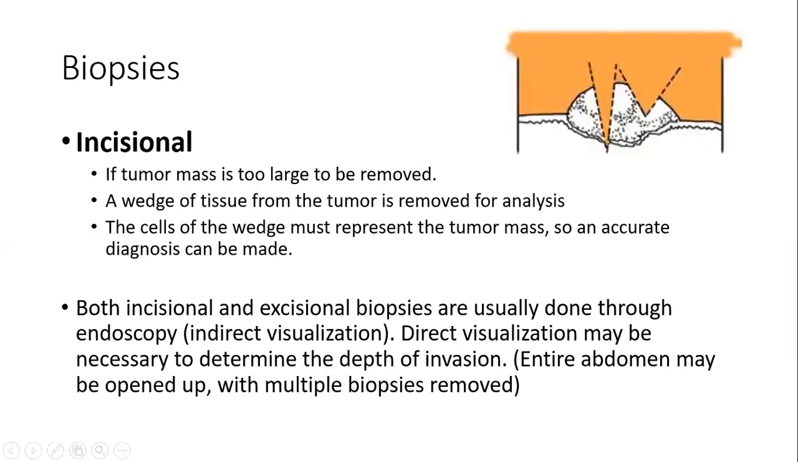All right, next we have the biopsies. Again, you have a different type, which is incisional. If the tumor mass is too large to be removed, they make a wedge, removing enough tissue to do what they need to do. Both the incisional and the excisional biopsy are usually done through endoscopic or direct visualization, which may be necessary to determine how deep the invasion is. The entire abdomen may be opened with multiple biopsies removed.